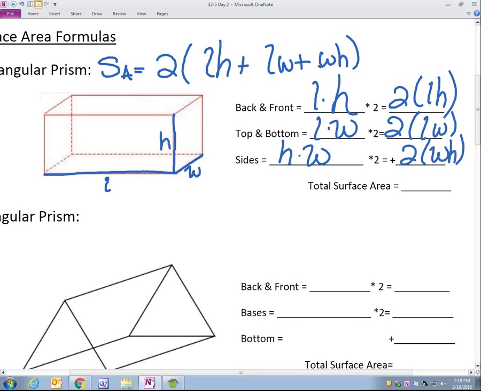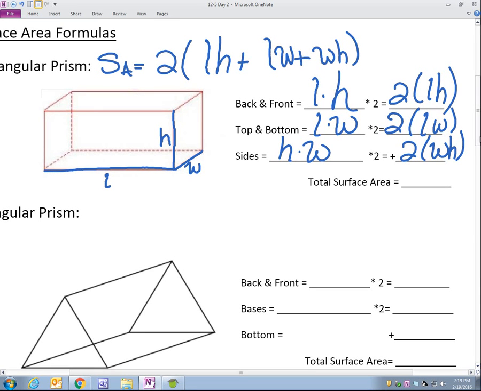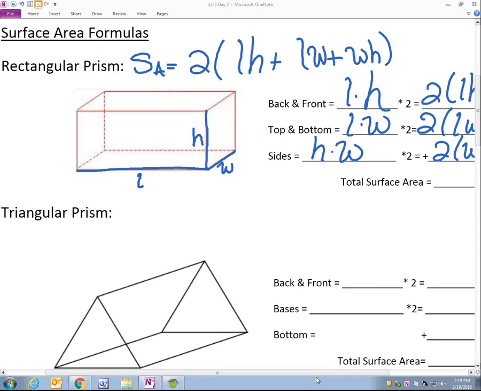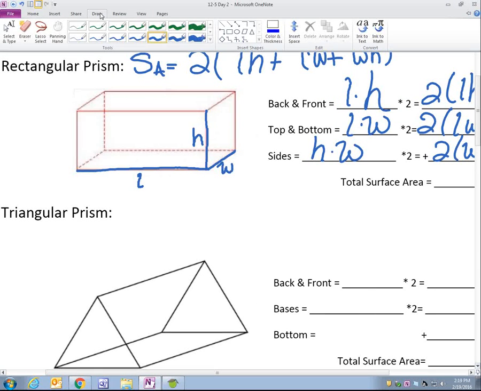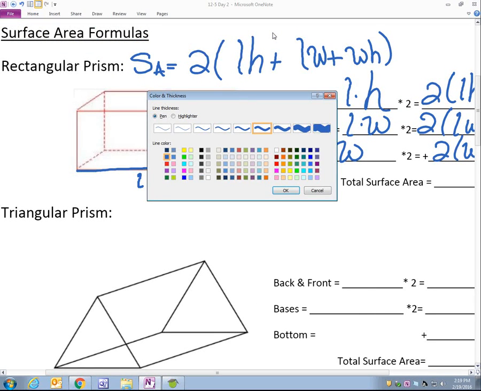I'm going to make this W's prettier. There. And I'm going to box that in because that's something you need to use really well. You will have that information provided for you at the test.